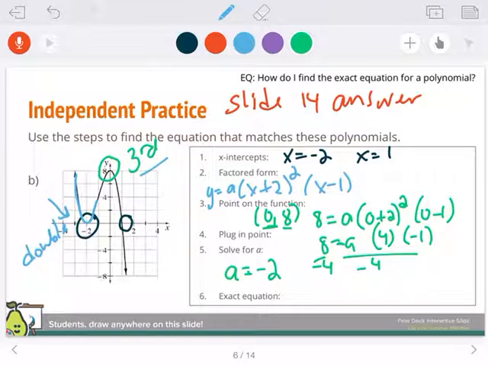And then we just write our final equation. y equals -2 times x plus 2, the quantity squared, times x minus 1. And you can always check your work by plugging that into decimals and seeing if you get the same graph.